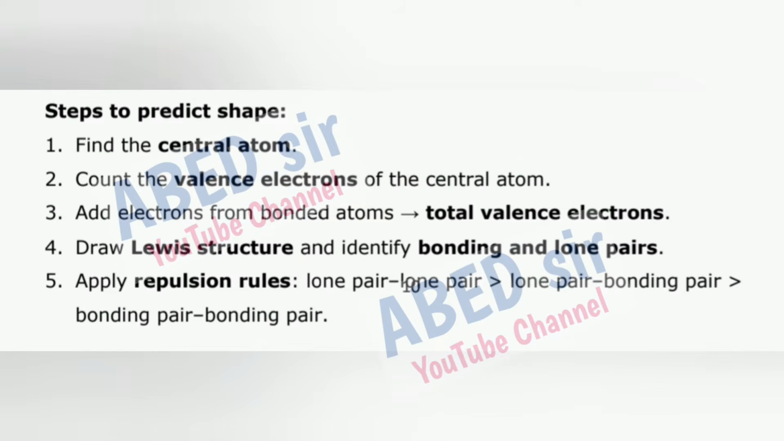Steps to predict shape. 1. Find the central atom. 2. Count the valence electrons of the central atom. 3. Add electrons from bonded atoms, giving total valence electrons. 4. Draw the Lewis structure and identify bonding and lone pairs. 5. Apply repulsion rules: lone pair-lone pair repulsion is greater than lone pair-bonding pair, which is greater than bonding pair-bonding pair.